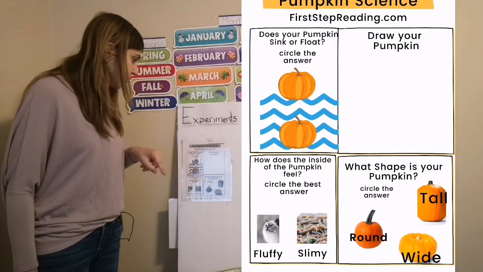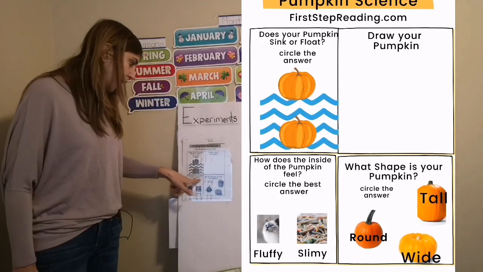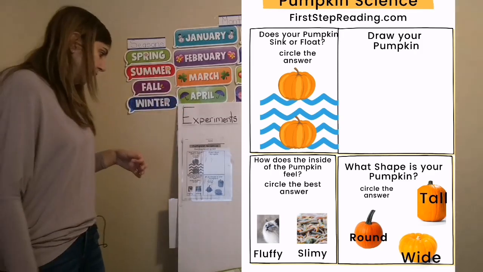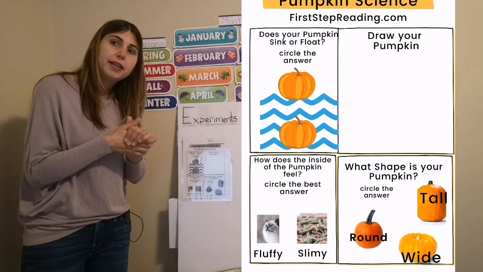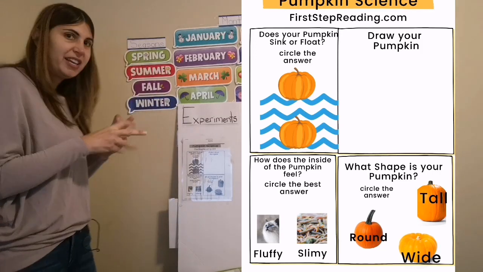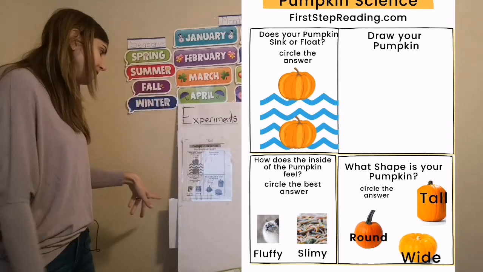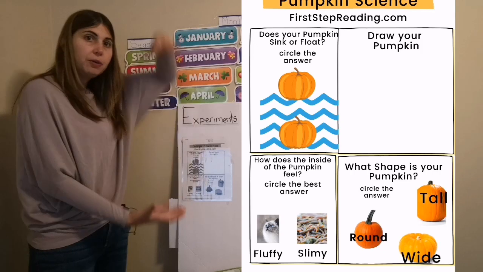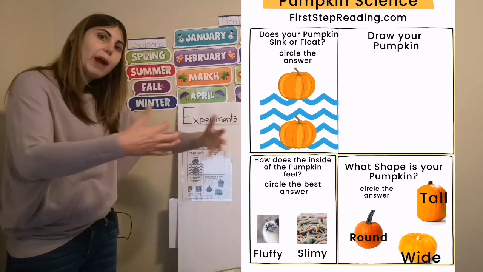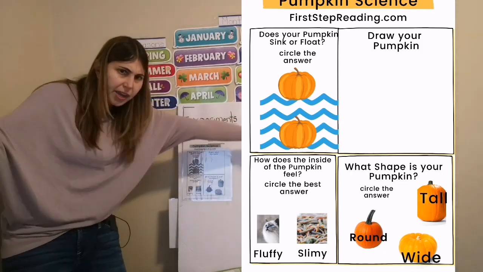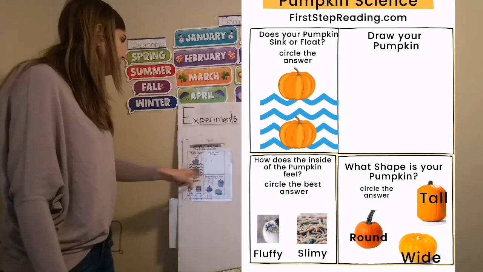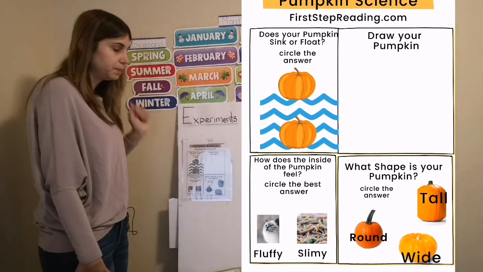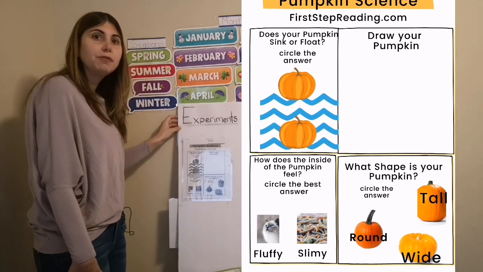Draw what your pumpkin looks like. If you're carving your pumpkin, how does the inside feel? Is it fluffy, like a fluffy kitty cat? Or is it more slimy, like wormy, slimy feeling? You circle which one. And what shape is your pumpkin? Did you get a really tall, thin one? Did you get a round, circular one? Did you get a wide one, like an oval shape? And you pick which one. So that is our pumpkin science experiment you can do this week. So that's what we have for science.